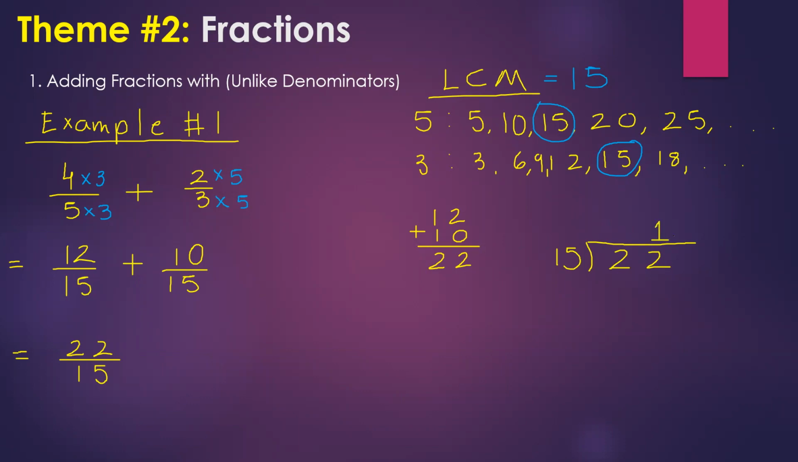So 15 times 1 is what? 15, very good. And 22 minus 15, we have to do what? This becomes 12. 12 minus 5 is what? 7, very good. And then this is going to be 1, and 1 minus 1 is 0.